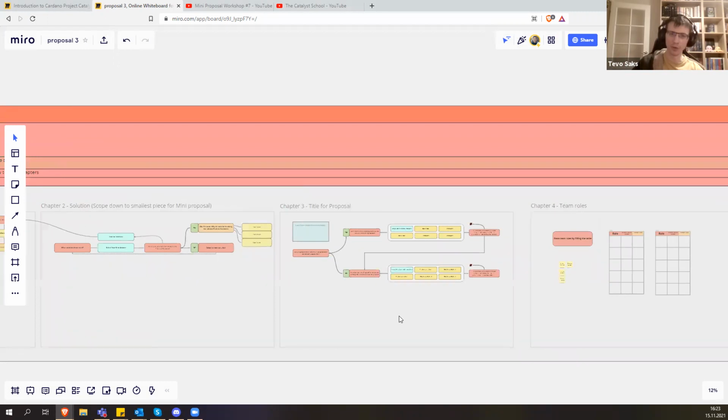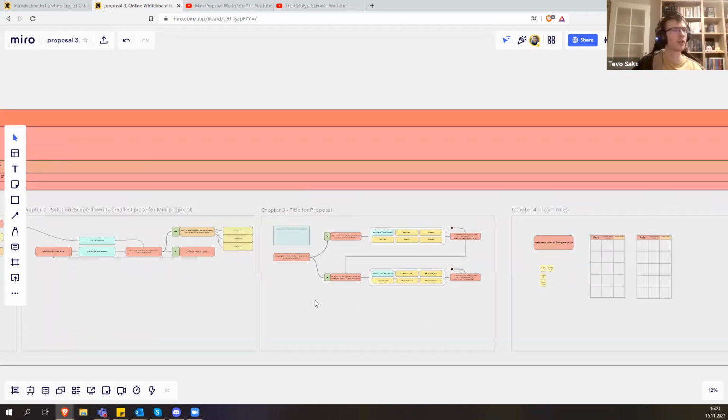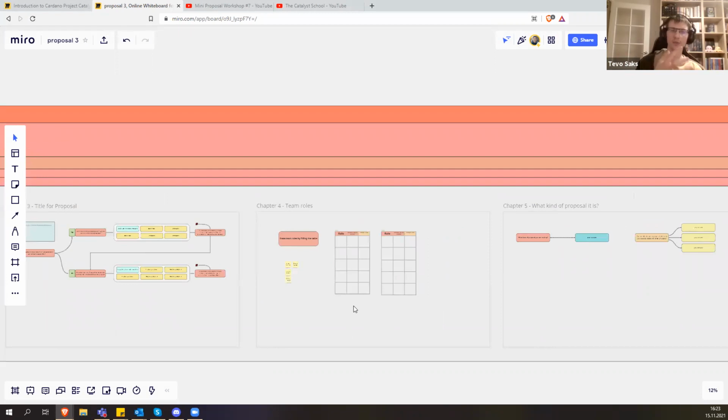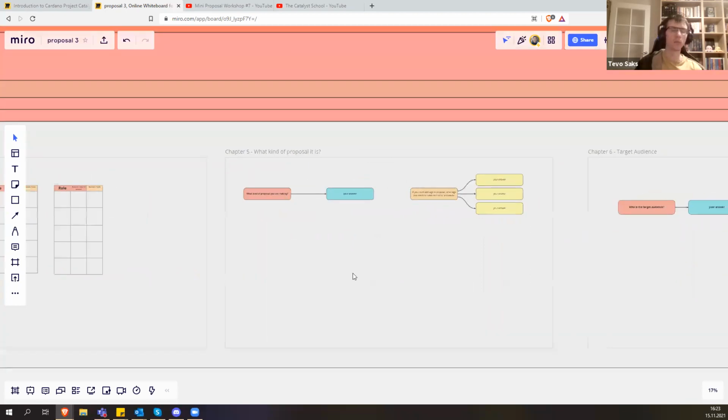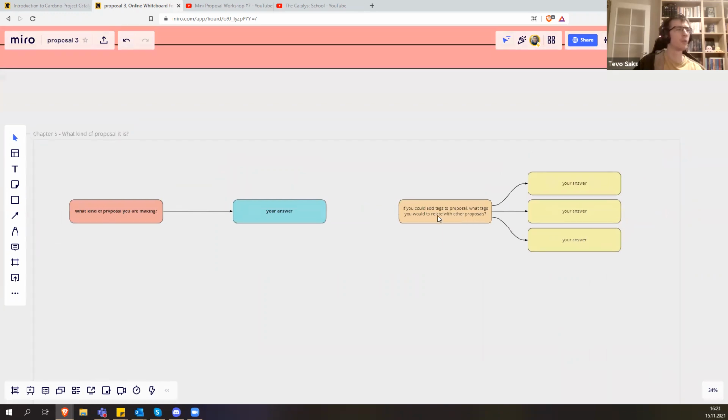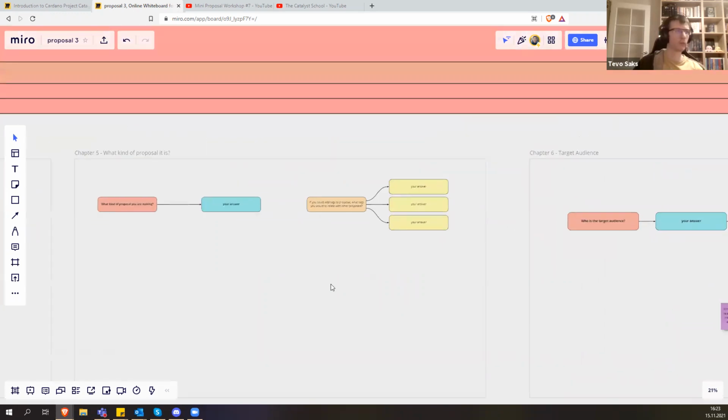An important part is titling your step. Then you think about what kind of roles you need in this team and what they do, and then think about what kind of proposal it is, what it's for, maybe adding some tags there. So for example, I just say this is a mini proposal workshop. The requirement is that it's scoped down and low budget and the result could be brought up faster.